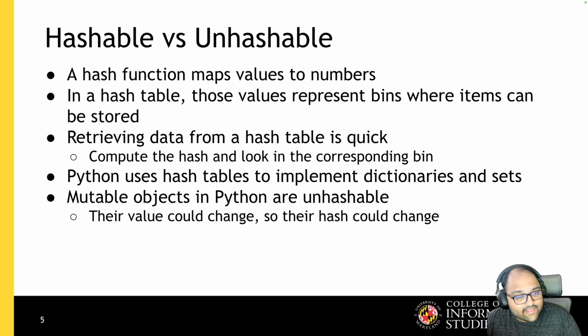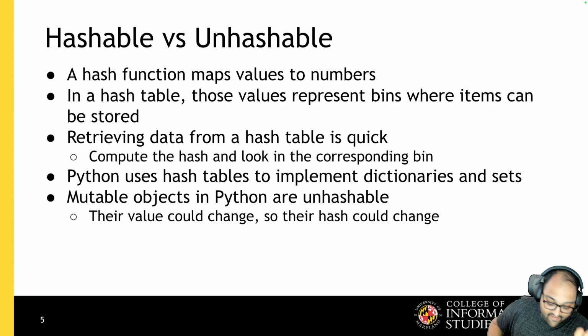There is this hash function which maps values to numbers. In a hash table, those values represent bins, basically. So think of it like little bins where items can be stored. You have something in bin 1, bin 2, bin 3. And the benefit of hash tables is that retrieving data is really quick because you know the hash and you look in the corresponding bin.